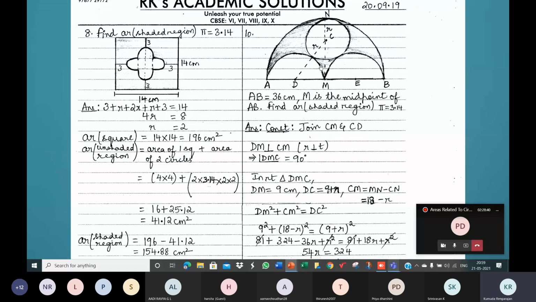Now our intention is to prove that this angle, angle CMD, is a right angle. If you show that this is a right angle, then this is a right triangle, and then our job is very simple. So how do we show that this is 90 degrees? For that, we make use of this theorem, which says that the radius and the tangent at the point of contact make right angles with each other. That is, they make an angle of 90 degrees.